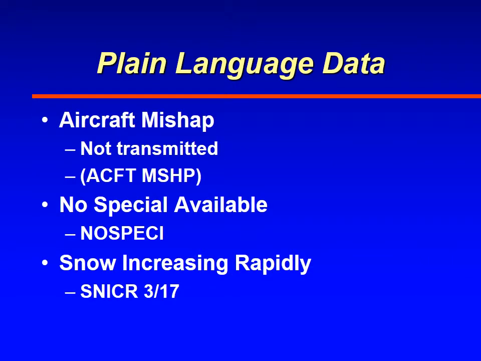And then the last plain language data is aircraft mishap. If there's an aircraft mishap, they will put it in the METAR remarks section, but it will not be transmitted. And then last, you'll see LAST if it is the last observation that is augmented. If there are no specials, you may see no special, but you don't see that very often. And then snow increasing tells you how fast the snow is increasing. In this case, 3 inches per hour, and the 17 indicates that there's 17 inches of snow on the ground.